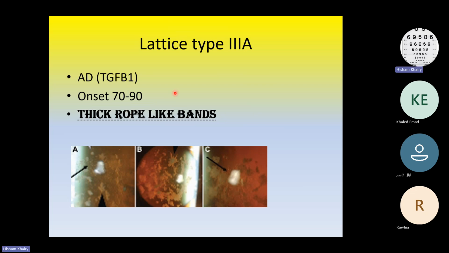So there is lattice type 3, which occurs in old age, 70 years, 90 years. Also, it is dominant, associated with TGF-beta-induced gene, with thick rope-like bands on retroillumination.